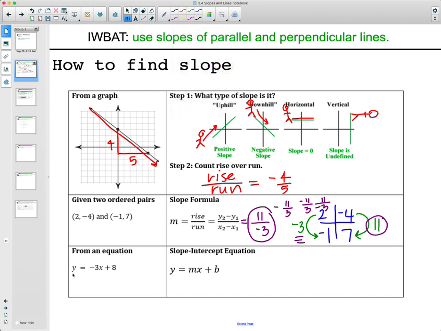And then finally, if you have it written in slope-intercept form for an equation, so if you have it solved for y, so y has to be by itself, then it's this number in front of the x variable. So it's the m right in front of there, the number. So in this case, your m is -3.